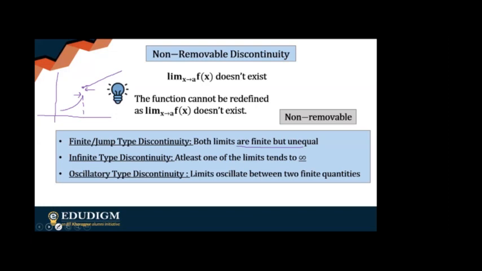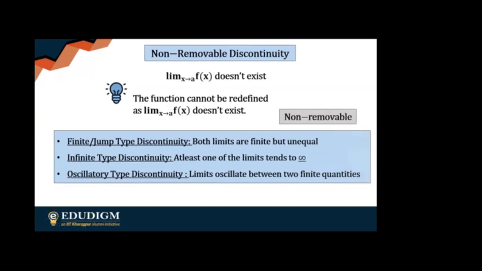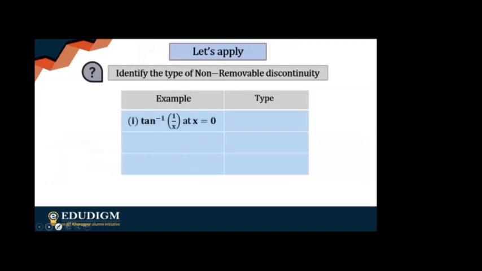Sometimes the limit oscillates between two finite quantities. So this is one of the types that we are going to explore. I'll talk about this one. We'll see how these things go. Once we see the examples, I hope this will be a lot clearer to you. So let's just see some examples. Let's just take the first one.